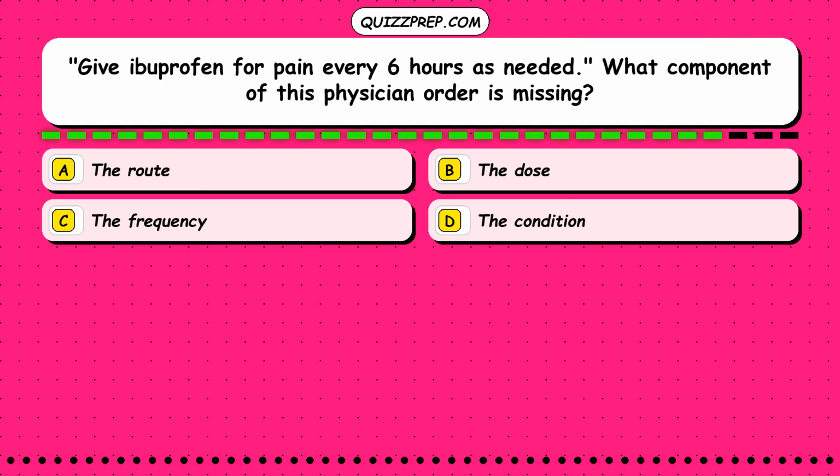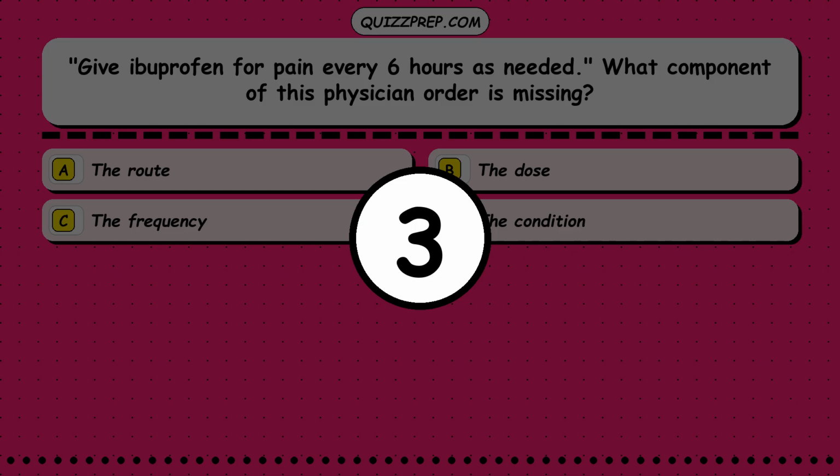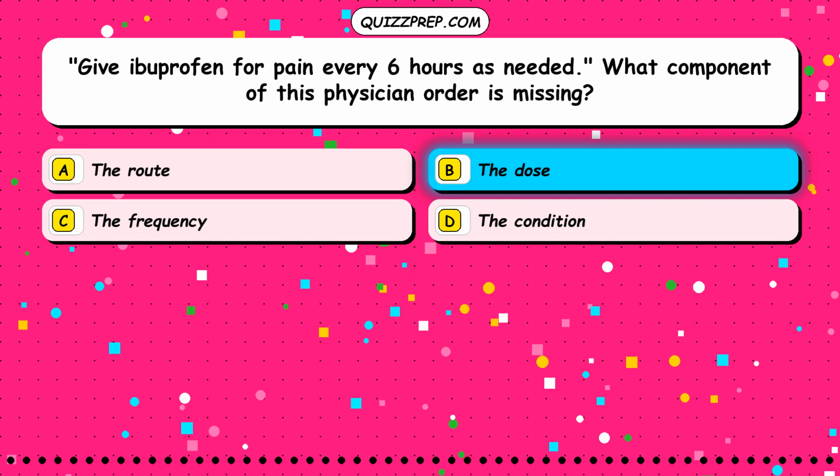Question 13. Give ibuprofen for pain every 6 hours as needed. What component of this physician order is missing? Option A, the route. Option B, the dose. Option C, the frequency. Option D, the condition. The correct answer is option B, the dose.